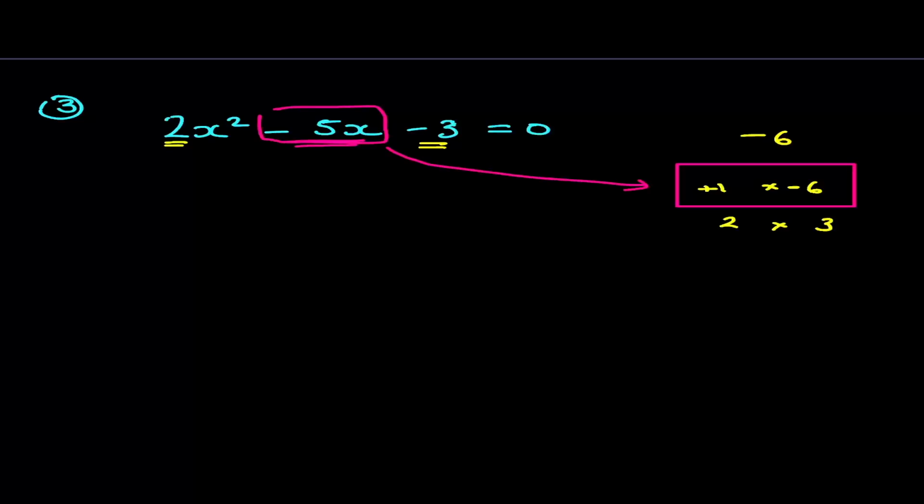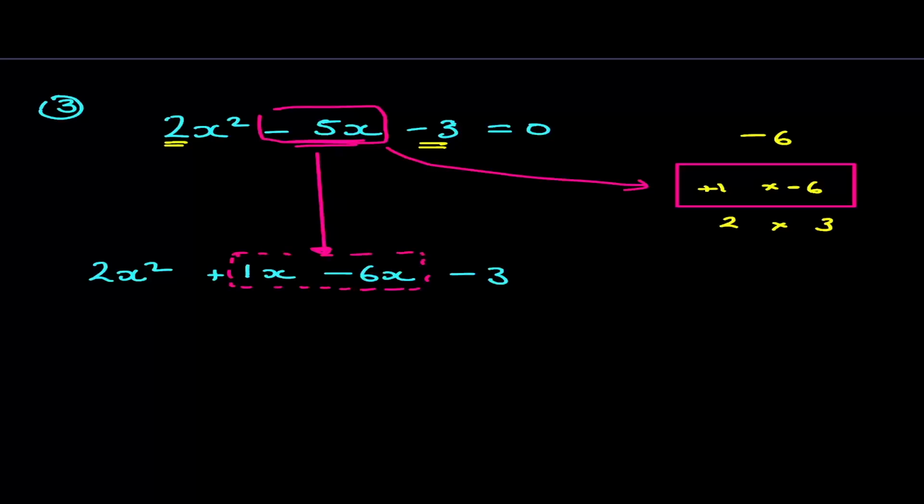And you make sure you write x between them. So that 2x squared still stays, and then we write out both of these factors. So we got positive 1x minus 6x, and then we haven't done anything to this neg 3, so we still write it out. So neg 3. So basically, neg 5 we've just represented as these two. Hopefully that makes sense. So then what we need to do is factorize by grouping.